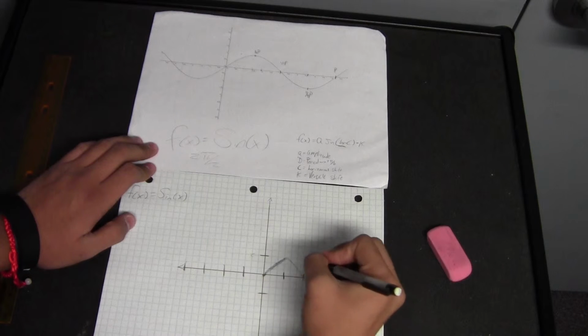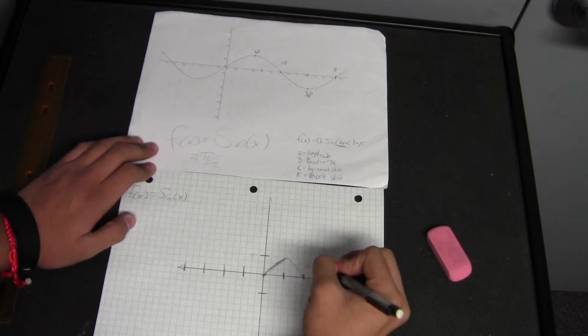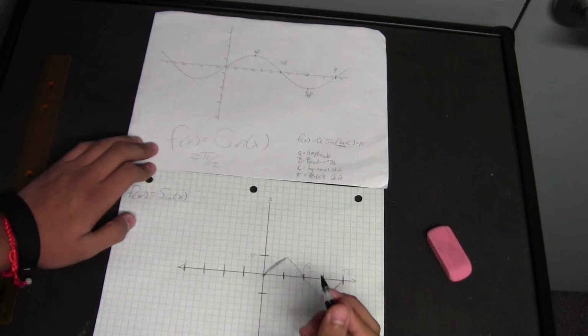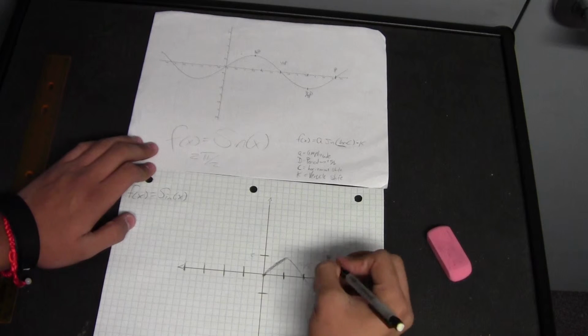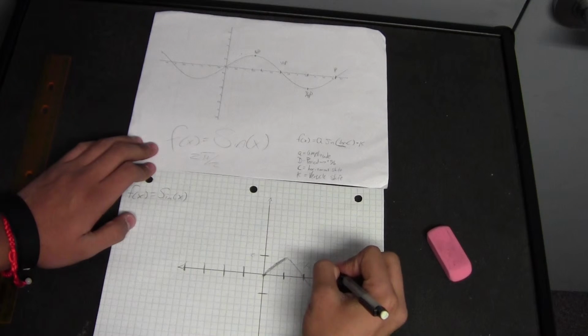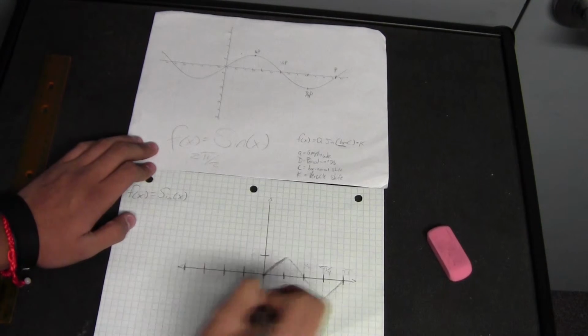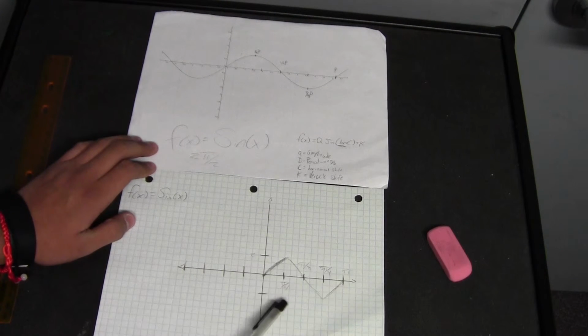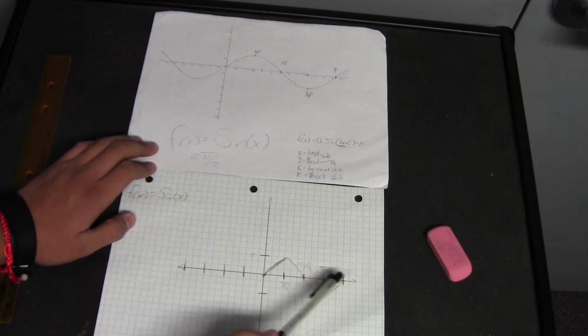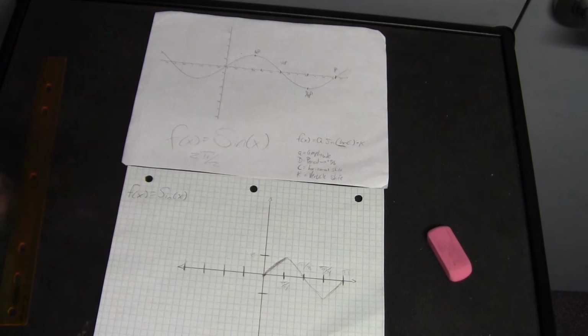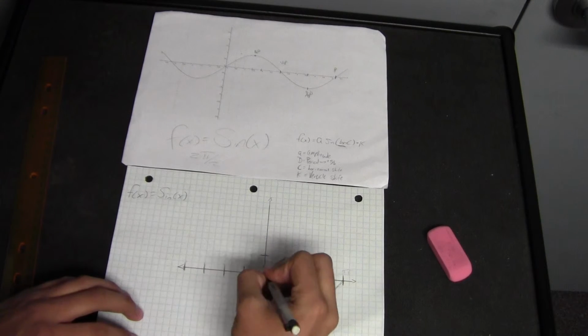So pi divided by 2. Let's say 3 pi over 4 and pi over 4. So there you go. Now you have your points, and now you know where everything's at. Okay, for the most part, that's pretty much it. I mean, all you have to do is write negative on this part.